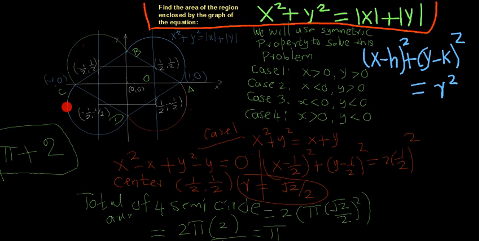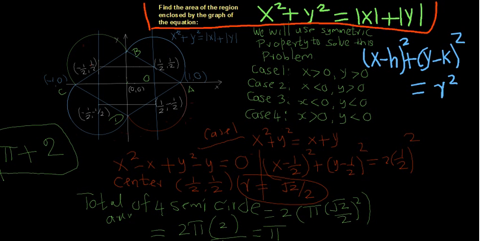The same way you will get this semicircle in the third quadrant, and in the fourth quadrant you will get this. The radius is going to be the same for all of them, but the center in the fourth quadrant is (1/2, negative 1/2). So what you have is 4 semicircles. They're all identical, and 4 semicircles is equivalent to 2 full circles.